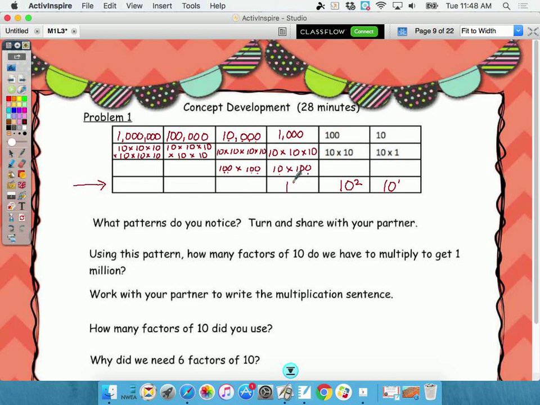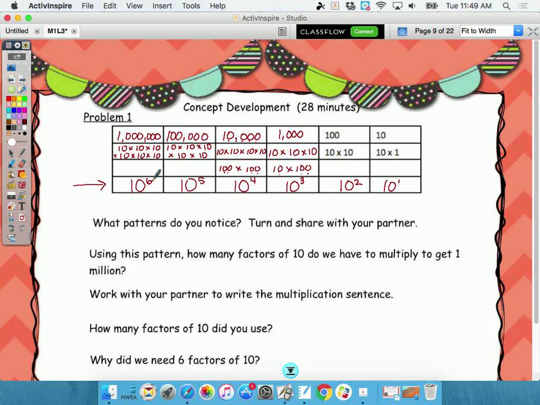The next power of 10 is 10 to the third power. What do you think it means? 10 times 10 times 10. And what do you think this power of 10 is called? 10 to the fourth. How many 10s do you think are in this one? 4. Good. What do you think this power of 10 is called? 10 to the fifth. Everybody say it. And what do you think this power of 10 is called? 10 to the sixth.